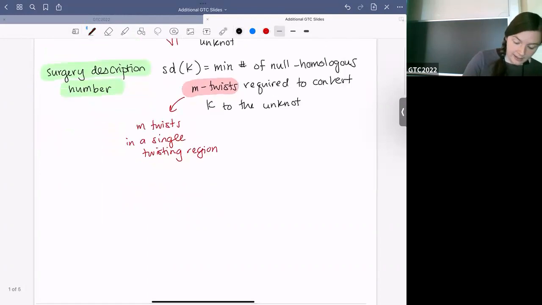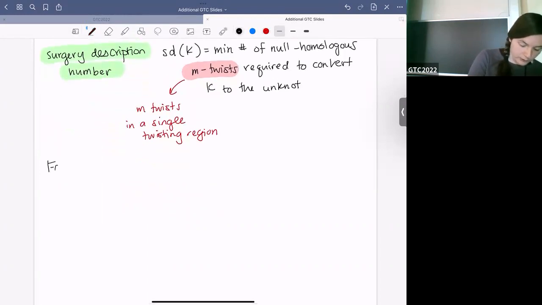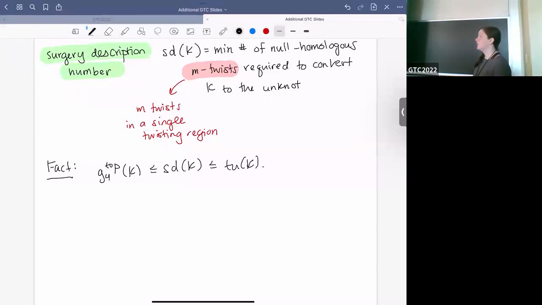And it's a fact that I am going to prove eventually today, hopefully, that the topological four genus is also a lower bound on the surgery description number. Okay, so the surgery description number gives me more freedom, but it is still an upper bound on the topological four genus. This, of course, will only be useful if the surgery description number and the untwisting number are ever different. If they're the same, then okay, it's silly.